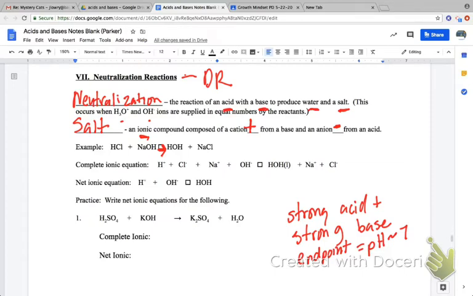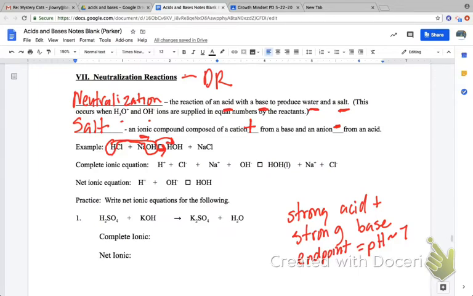So hydrochloric acid, my strong acid. Sodium hydroxide, my strong base. Remember, I know it's a base because it has the hydroxide group. So the hydrogen from the acid combines with the hydroxide from the base, and that's where I get my water. That's what this is, HOH, just a different way to write it.